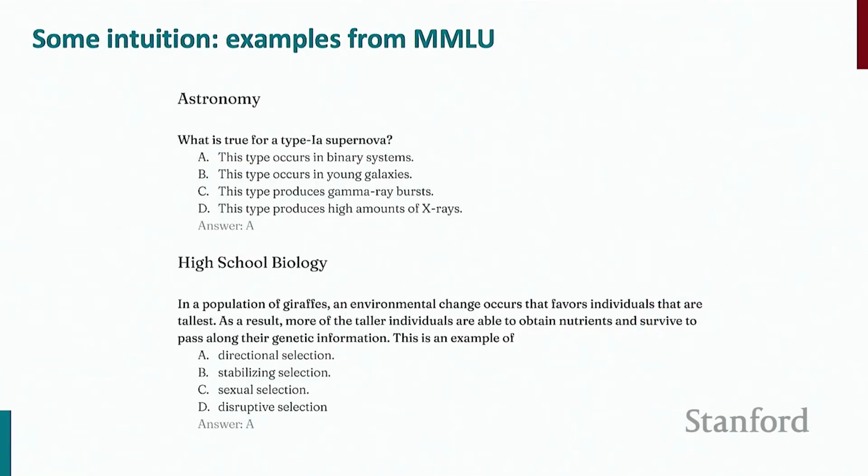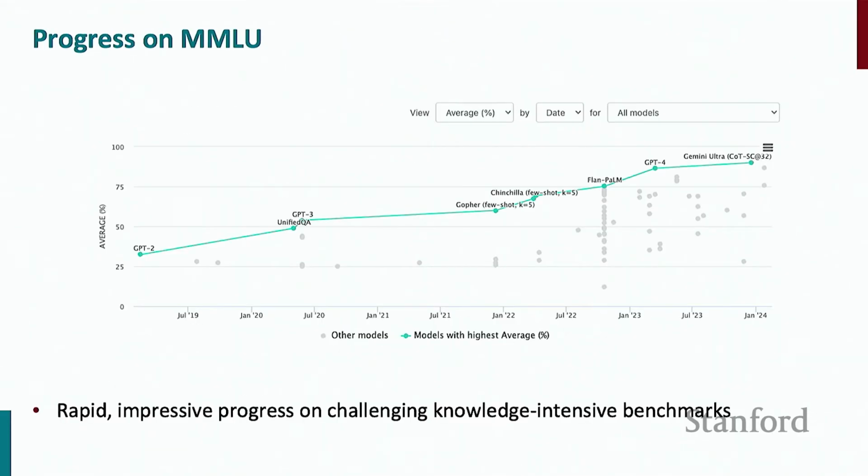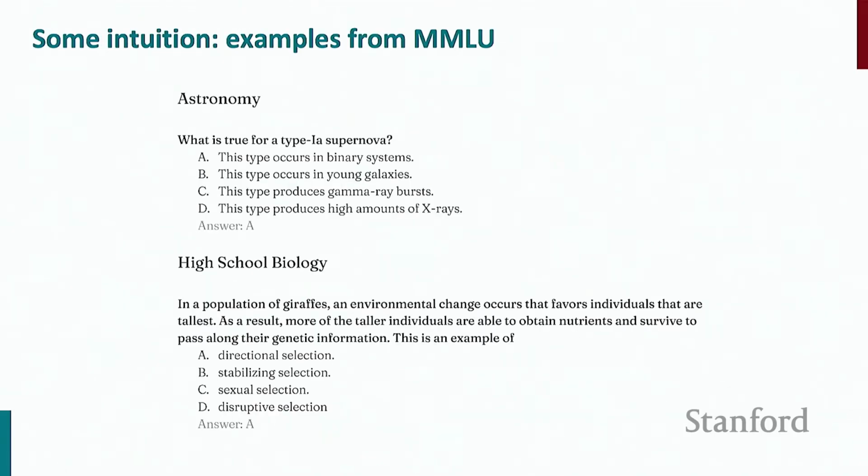And just to give some intuition of what the examples in these evaluations look like, under astronomy, you might be asked what is true for a type 1a supernova. Or you might be asked some questions about biology. And there's a huge host of tasks for this. Typically these are multiple-choice questions, and you can ask the model to answer the question. If they're instruction fine-tuned already, hopefully they can simply answer the question, but you can also chain-of-thought prompt or few-shot prompt these questions too.